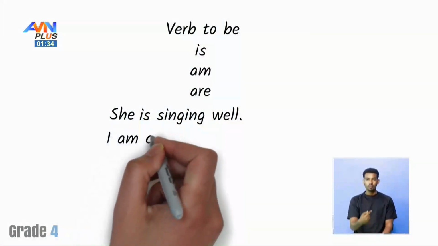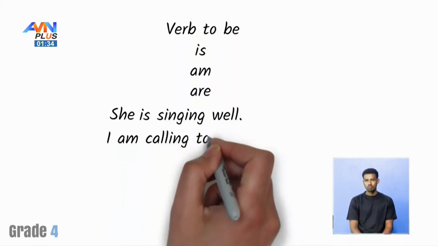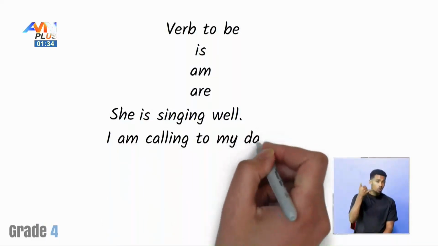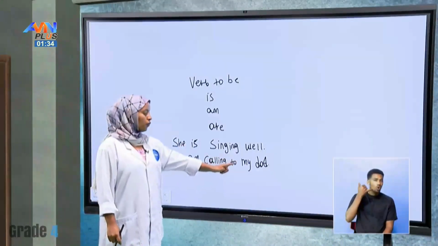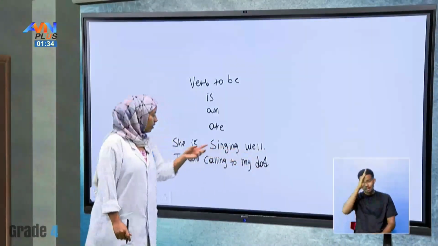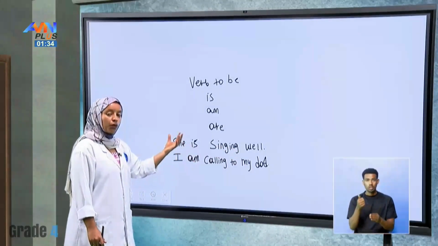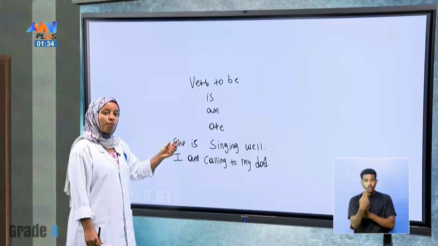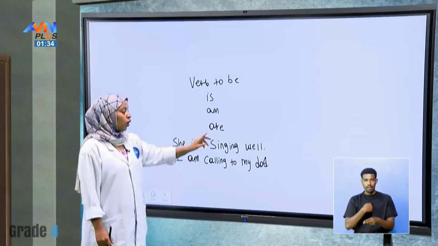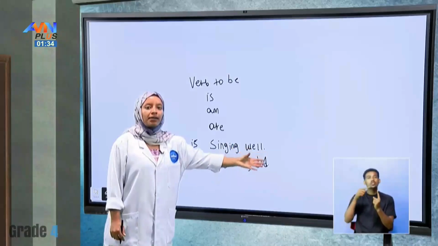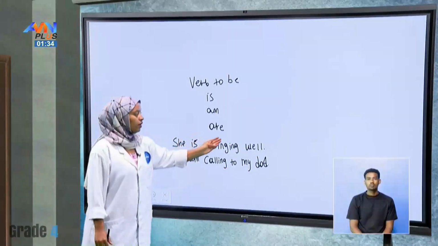I am calling to my dad. Here is I with am. We can only use am with I. I am calling to my dad. Here also, she is singing well.